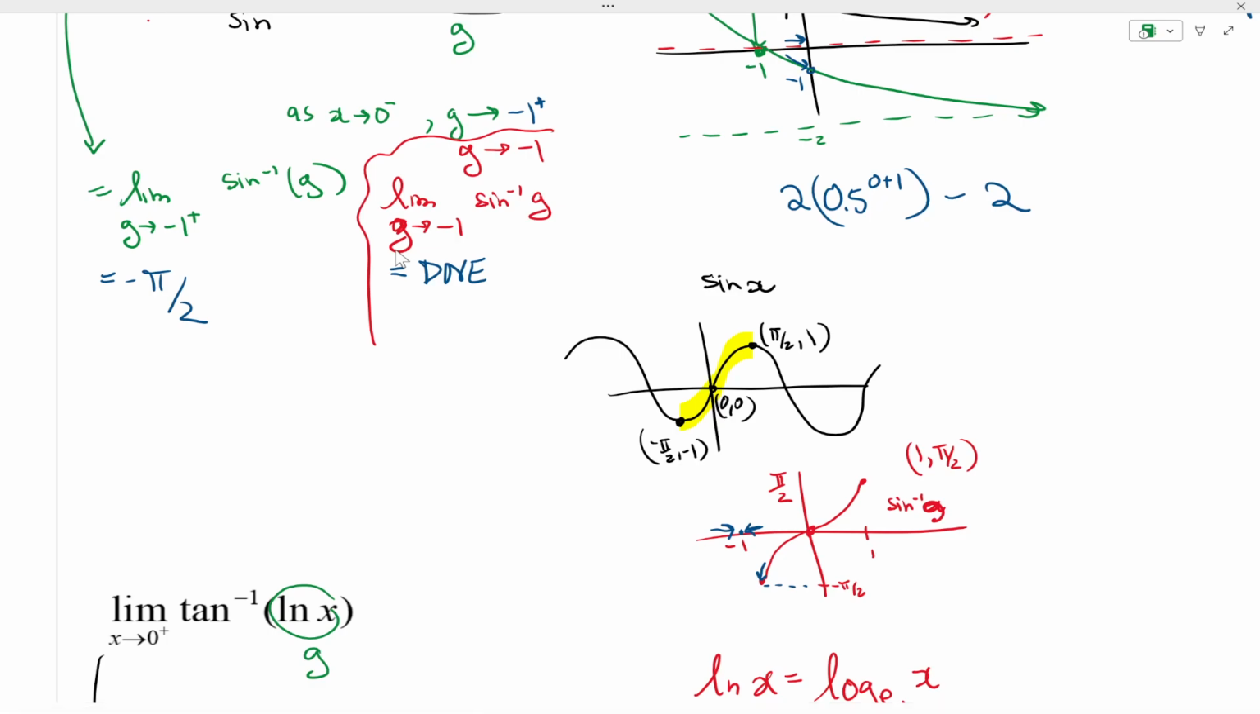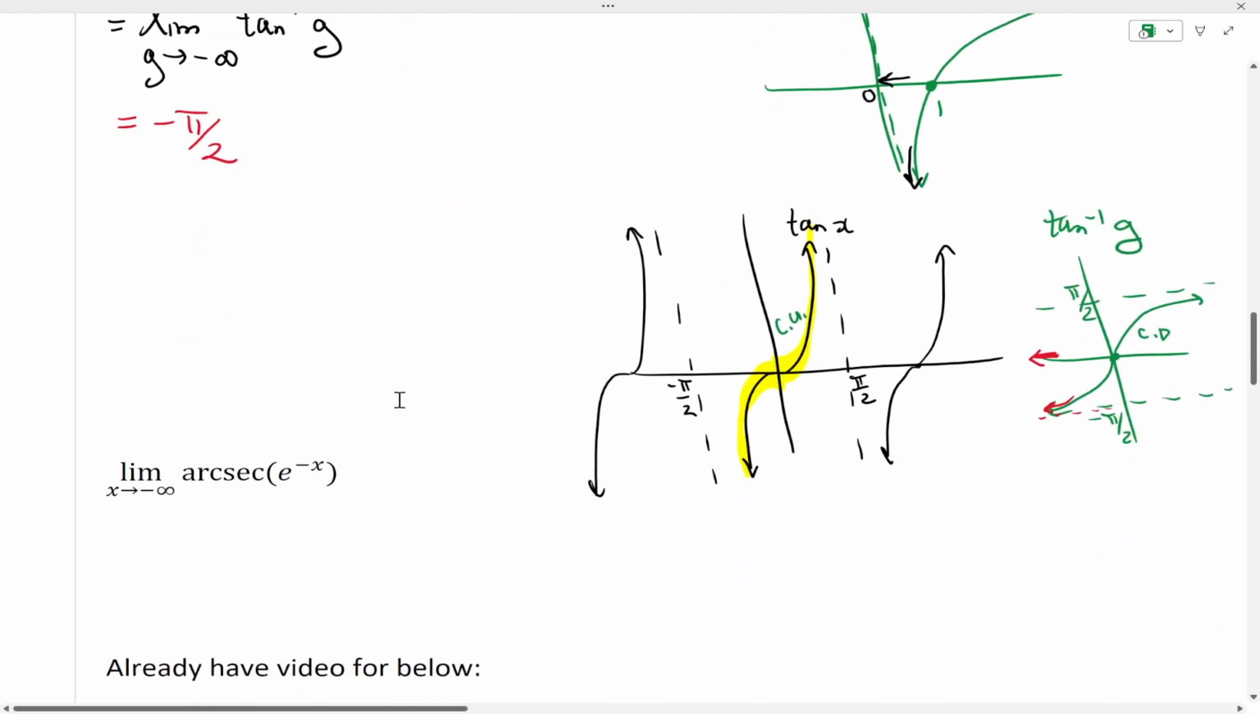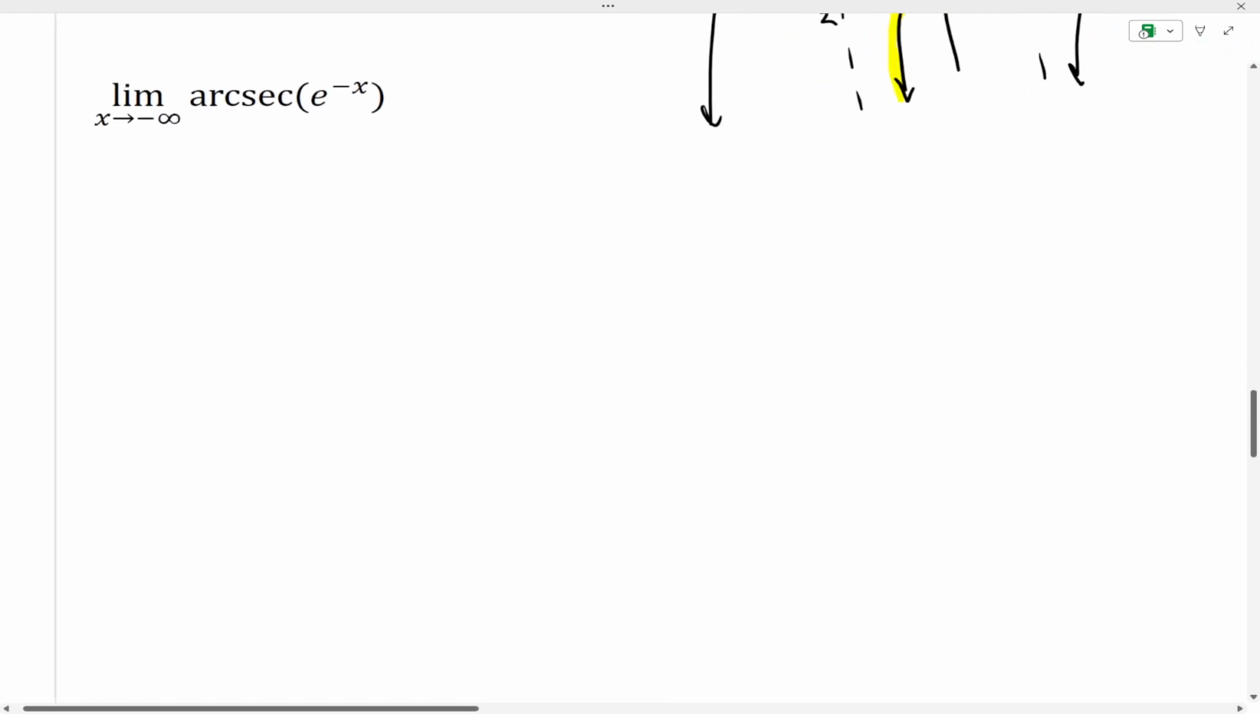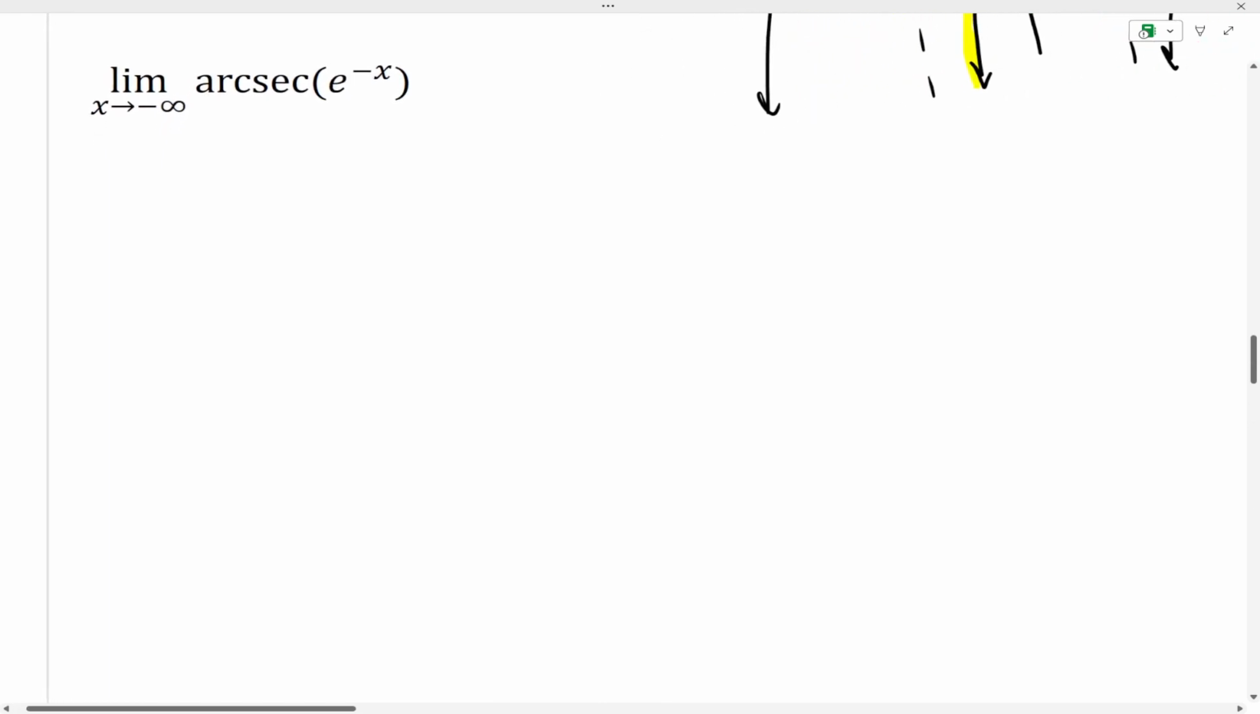Do we need another example, or is this enough? Because I do have one more set up, but I don't know if we need it. Let's do that one. Do you want to do the arcsecant? Because it's an inverse of a reciprocal of cosine.